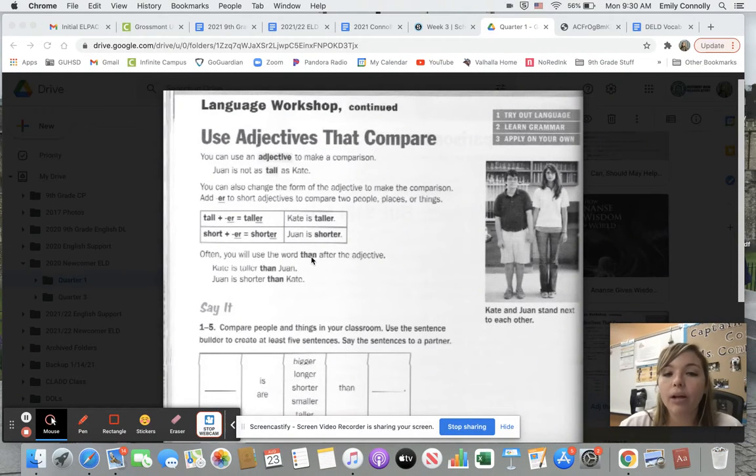Often you can use more than one adjective. So, más adjetivos de uno para esta frase. So, Kate is taller, describing Kate, than Juan. So, she's using than to show you who Kate is taller than. So, Kate is taller than Juan. Juan is shorter than Kate. So when we compare, we have our adjective. Then we have to talk about than and then the other options. So Juan, taller than Kate.